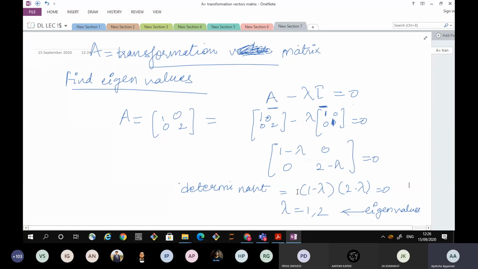Okay. So from this, I have eigenvalues of 1 and 2. Now, suppose I want to find out the eigenvectors of the same problem.